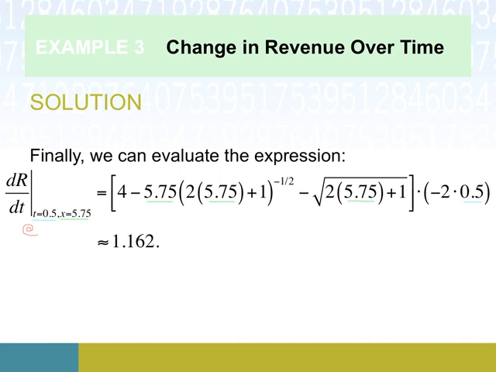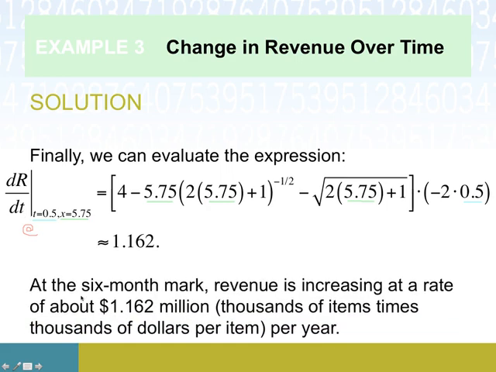And then as usual, one of the more challenging things is just getting some units on this. But we'll remind ourselves, we go back to revenue, we go back to time. Those tell us the units on this, because it's going to be revenue units per time unit. So at the 6-month mark, that's reminding us that t equals 0.5 was our input. Revenue is increasing because our derivative is positive, at a rate of about, and here we have a little bit of work to do, $1.162 million is the claim.